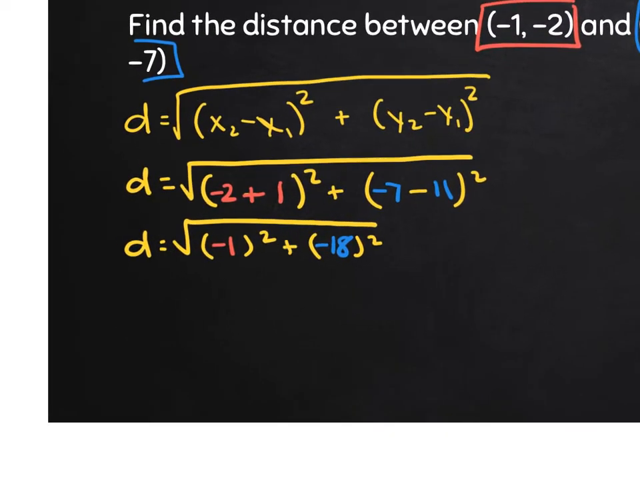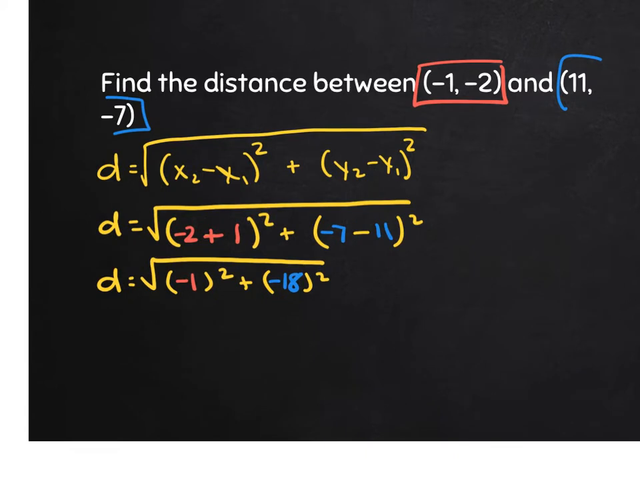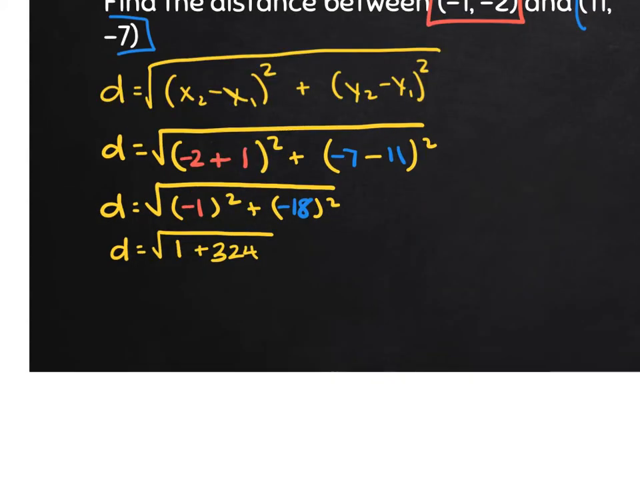So I get that the difference of my x's is -1. The difference of my y's is -18. My next step is to square each of those. -1 squared is +1. -18 squared is +324. When I add those, I get that my distance is the square root of 325.